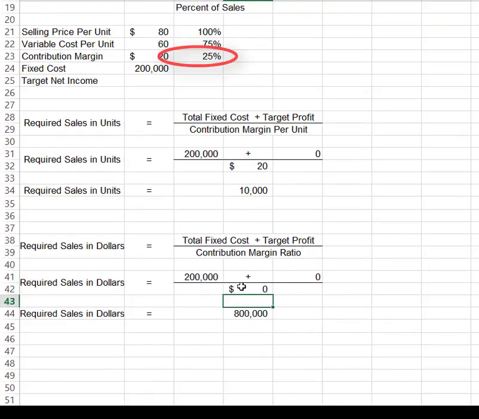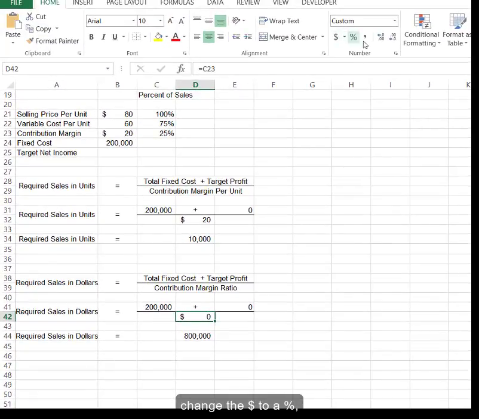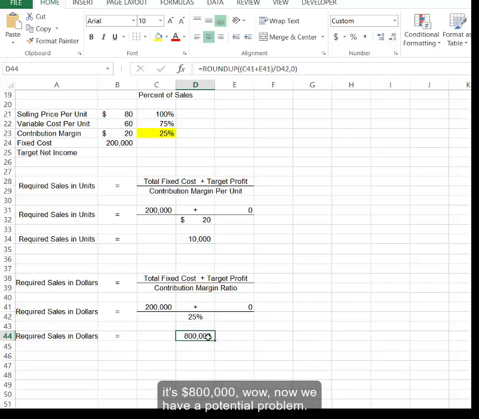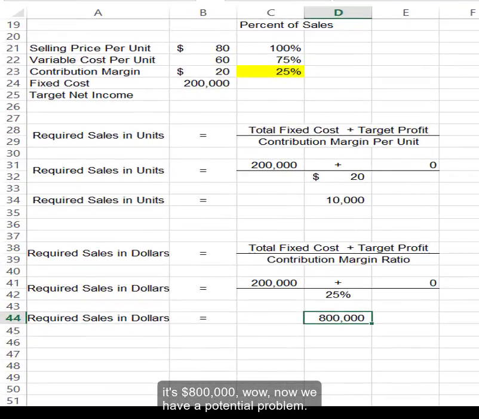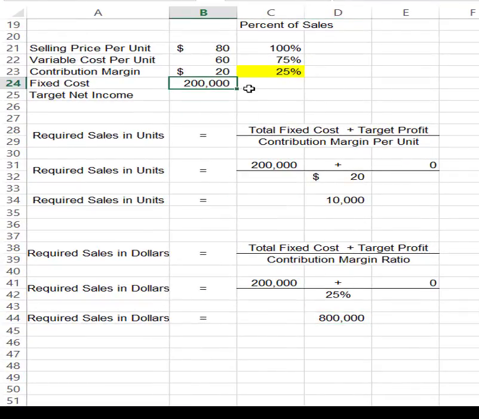Hit the enter key. That has the wrong format. Change the dollar sign to a percent. 25%. And the answer is $800,000. Well, now we have a potential problem.